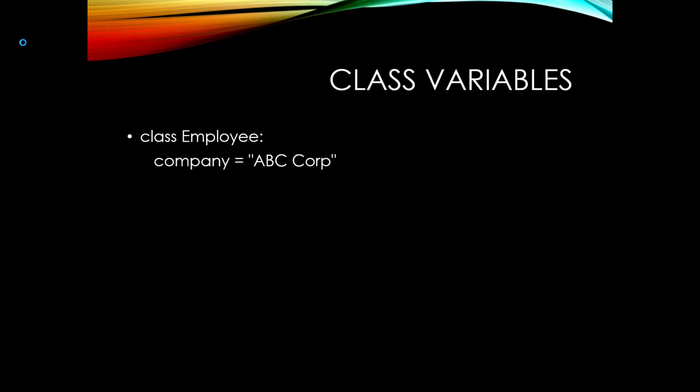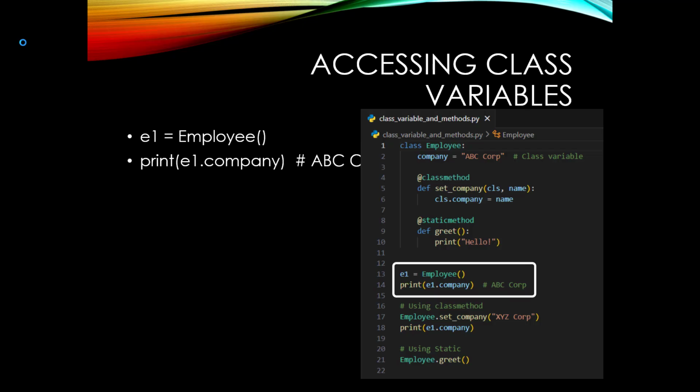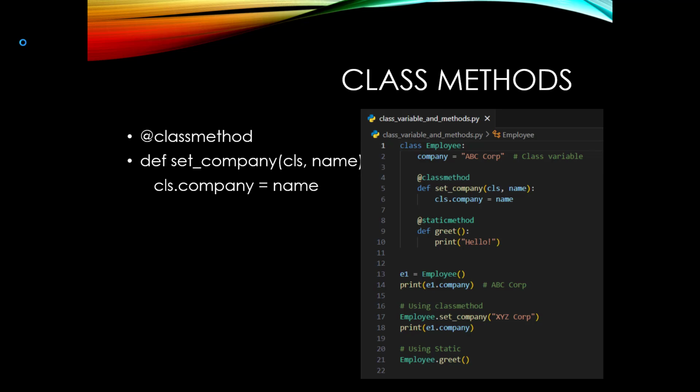Example: class Employee, company equals, say, ABC Corp. This is a class variable. This company variable is shared across all instances. E1 equals Employee, print E1.company. It's ABC Corp.